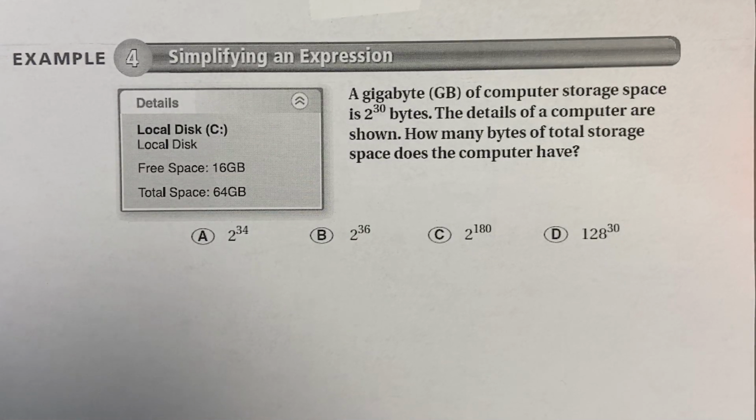Today we're going to be talking about simplifying an expression, and we're going to be using words like gigabyte, things like that, to be able to help define or solve a problem that involves exponents. So let's get right to it.